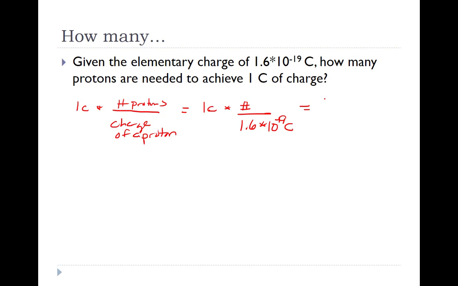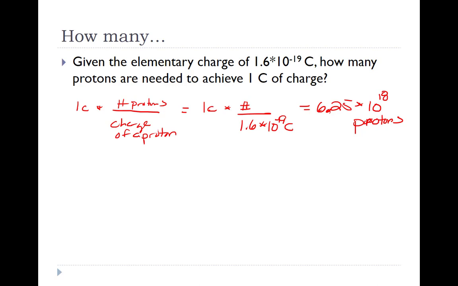So doing that on my calculator really quick results in that I need 6.25 times 10 to the 18th protons to get 1 coulomb of charge. So 1 coulomb of charge is actually a large charge. We don't usually have 6.25 times 10 to the 18 protons floating around without electrons somewhere near them to balance them out.